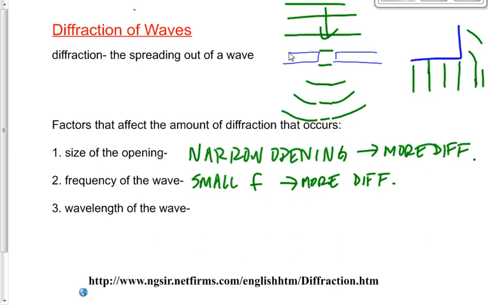And finally, since wavelength is inversely proportional to frequency, as one goes up, the other goes down, if we have a large wavelength, then we're going to get more diffraction. So how are we going to get more diffraction? Decrease the size of the opening, increase the wavelength, decrease the frequency of the wave. All right?